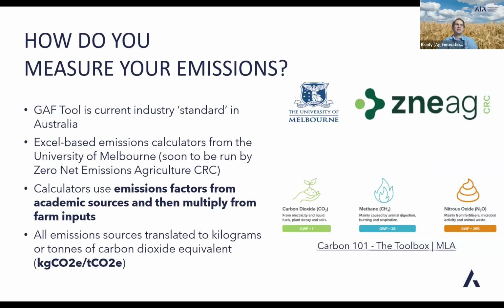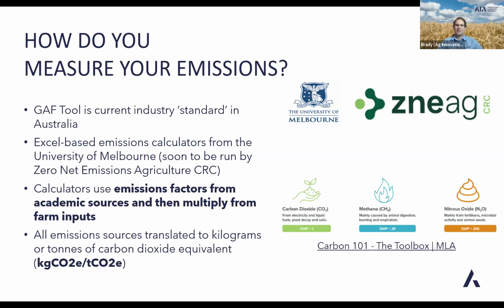So how do you measure emissions? In Australia, the GAF tool is currently the industry standard. It's developed by the University of Melbourne and soon will be in the hands of the Zero Net Emissions CRC. There's also VERG coming up as well, which has been released in draft form, which is some new emissions requirements that we're working hard on at the moment in the back end of the calculator.